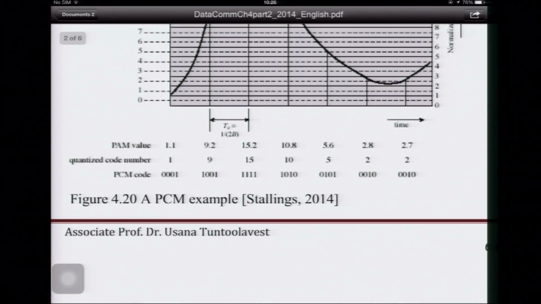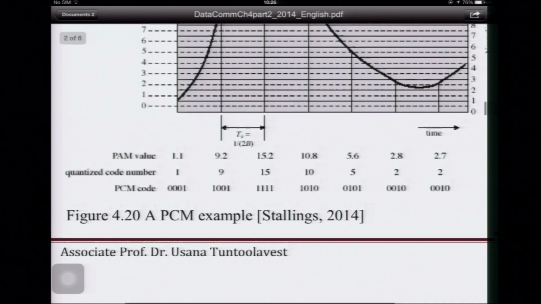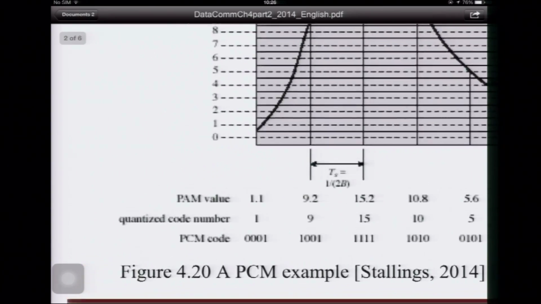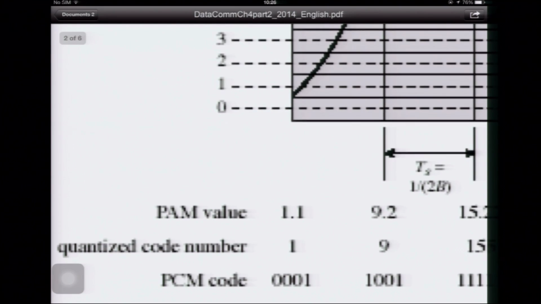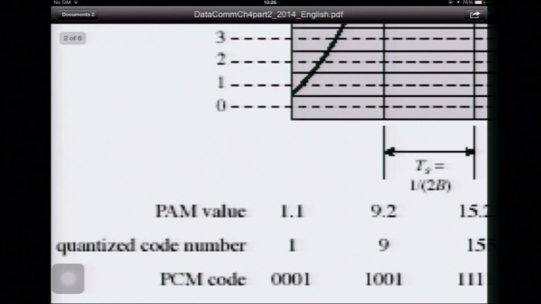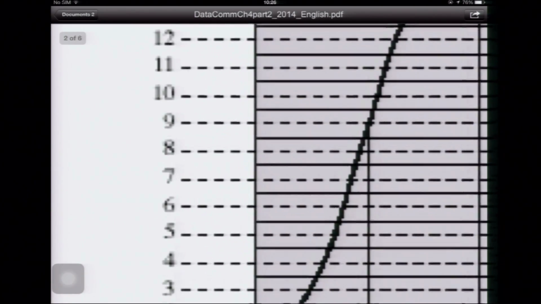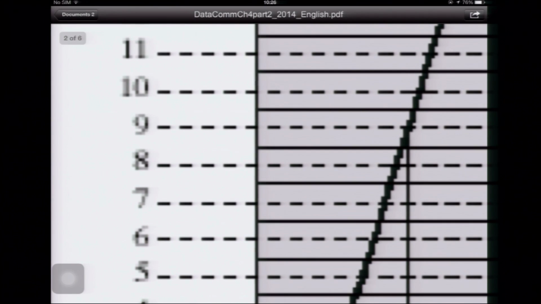After you get this number, you quantize to the code number. What is the code number? The first one is coded to 1, because it's closer to code number 1 than code number 0, since it's a little bit higher than the midpoint. The second is coded to 9, can you see?